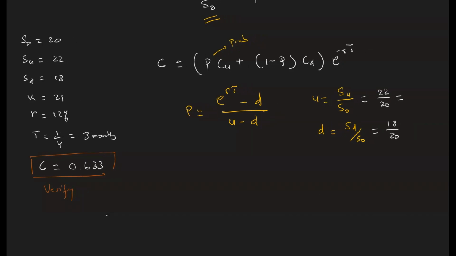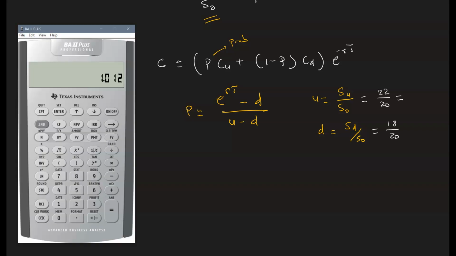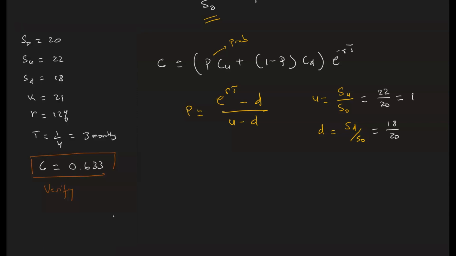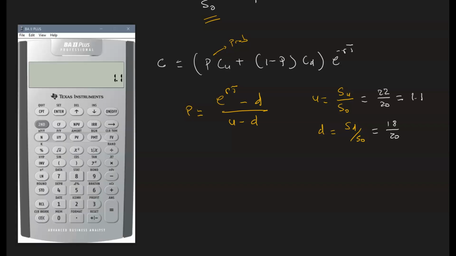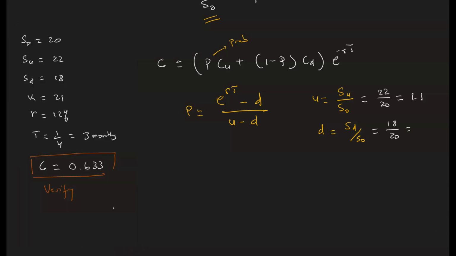U is going to be equal to 22 divided by 20, which is 1.1, right? And D is going to be equal to 18 divided by 20, which is 0.9. There we go. That's going to be U, and that's going to be D.